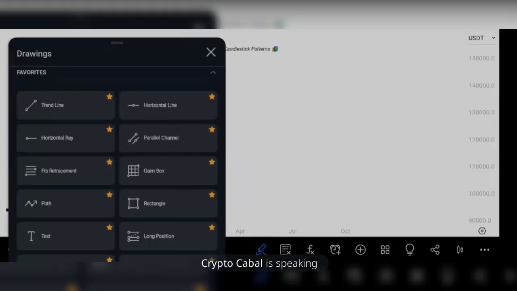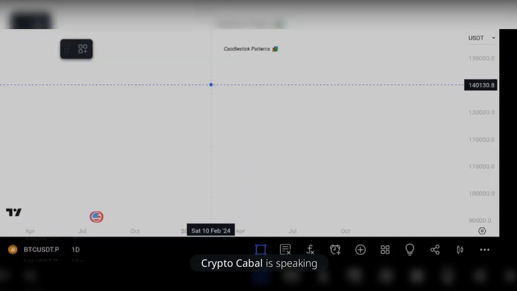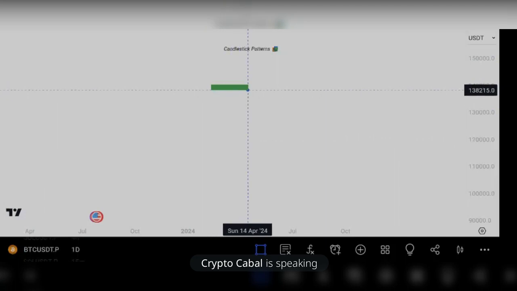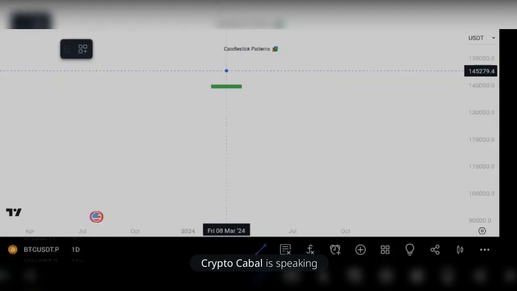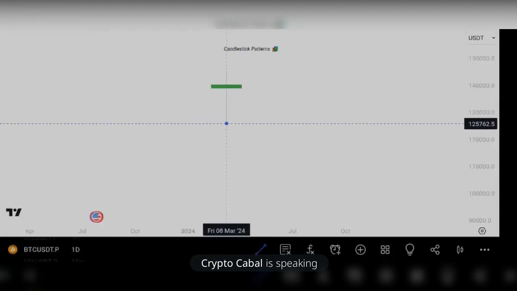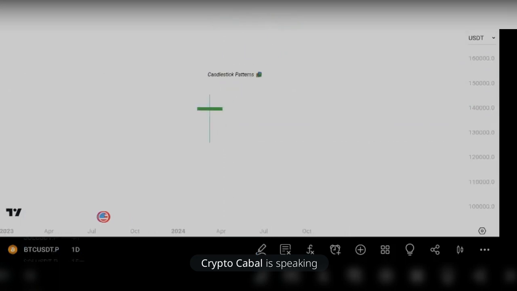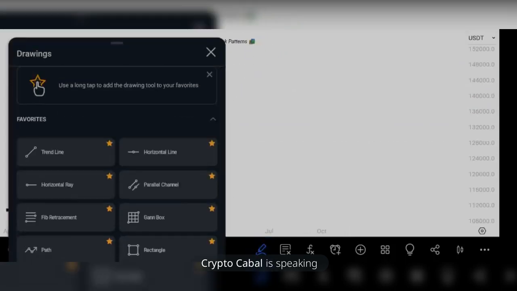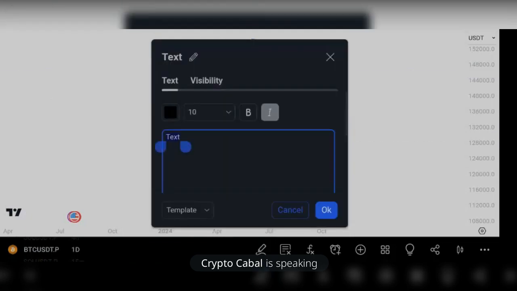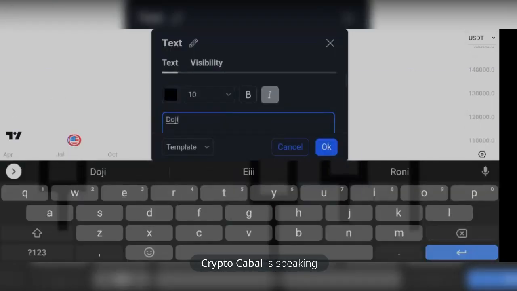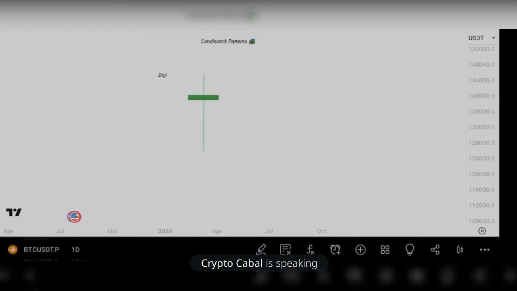Now, when we have it, we have something of this nature. We have the candle being very small. You can have the candle very small, and we have the body and the wick. The wick can be long, it can be anyhow. Just this form. This is how the doji candle is formed. Let me label it. We have the doji. Yeah, it's called the doji.